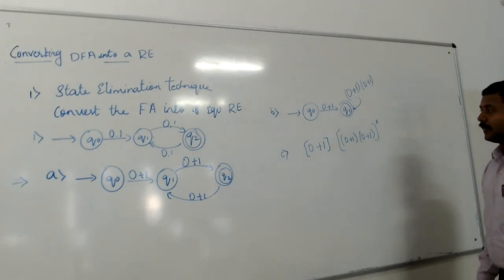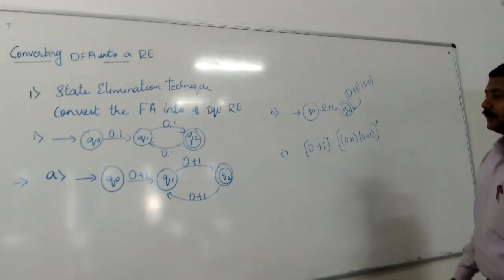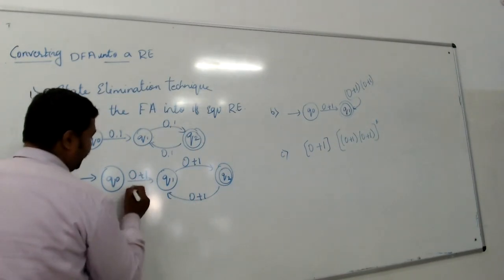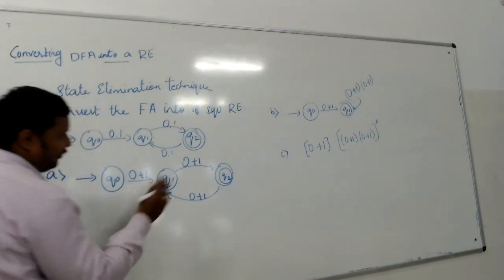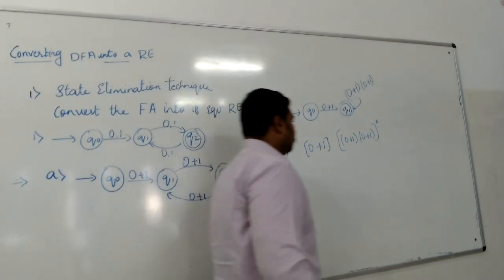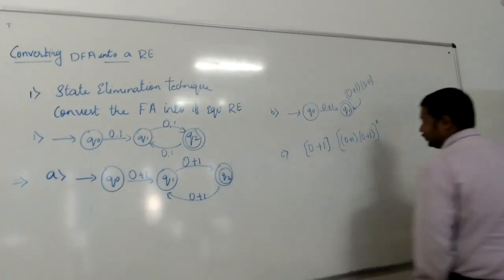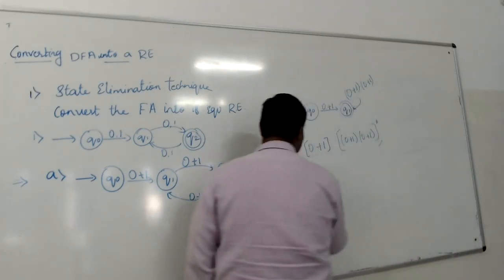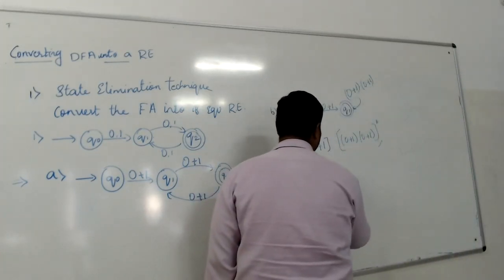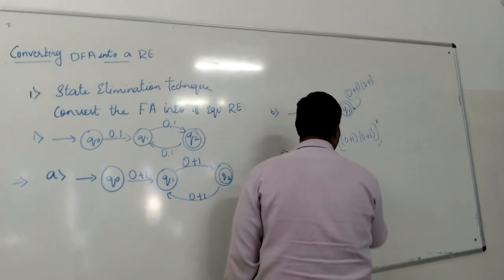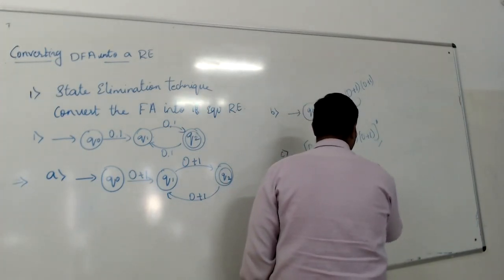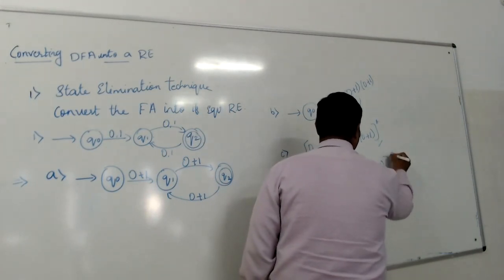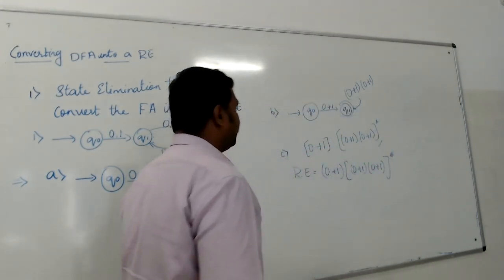Here, this is 0 or 1. It can also be 1 or 0, both the same. You can simplify. So this is your final regular expression. The regular expression is 0 or 1, then (0 or 1, 0 or 1), whole star.